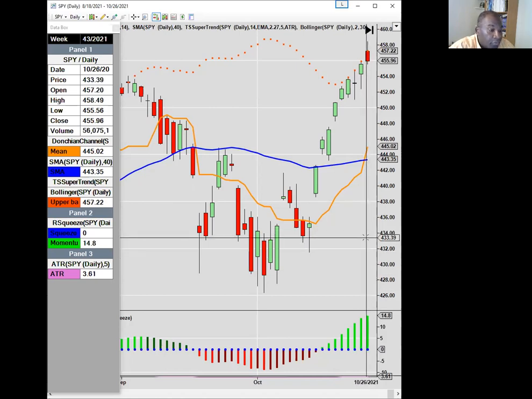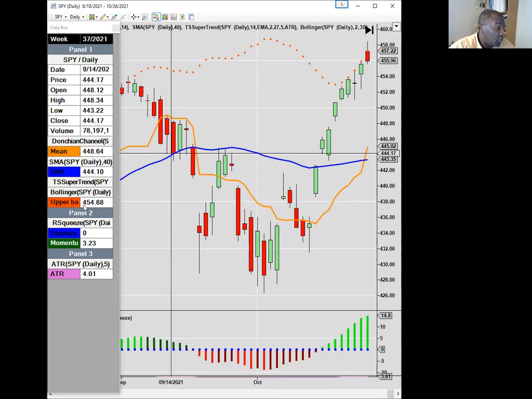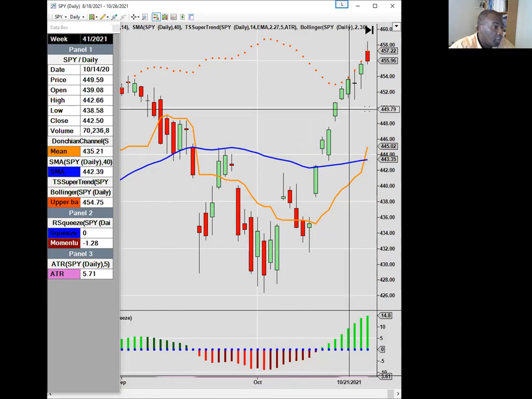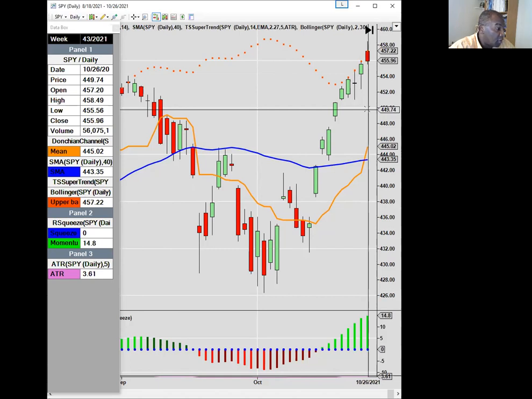They crossed. Trigger. It has to close below the upper Bollinger Band. And if you can't see with your eyes, look at the data box for the Bollinger Band value is 457.22, right over here. The data box is upper Bollinger Band is 457.22. And the closing price is 455.96. So it closed below upper Bollinger Band.